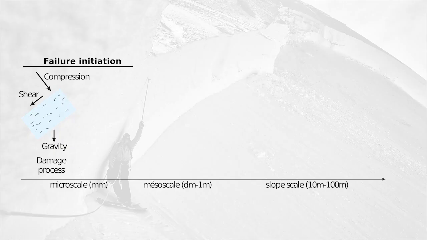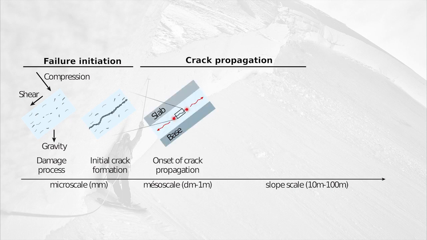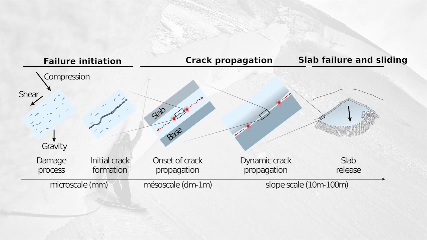A slab avalanche is a complex and multi-scale fracture mechanical problem. It starts with some damage in a weak snow layer buried below a cohesive snow slab. The microstructural damage can lead to the formation of a crack in the weak layer. The onset of crack propagation occurs if a critical crack length is exceeded, leading to dynamic crack propagation across the slope and eventually to the release and flow of the slab.